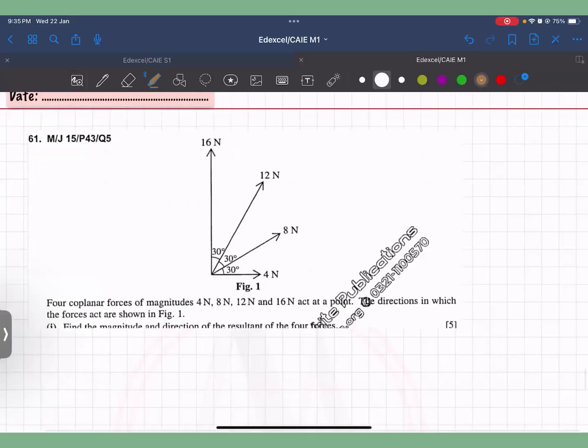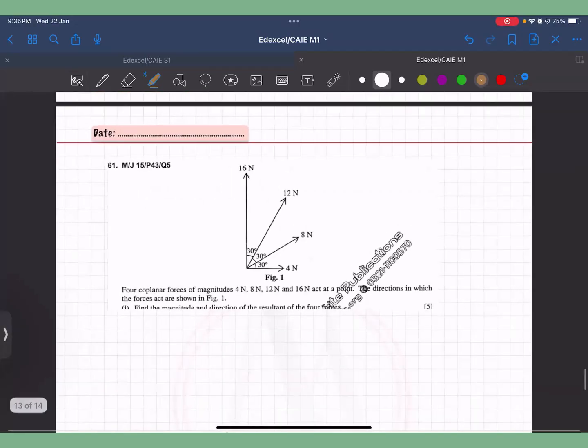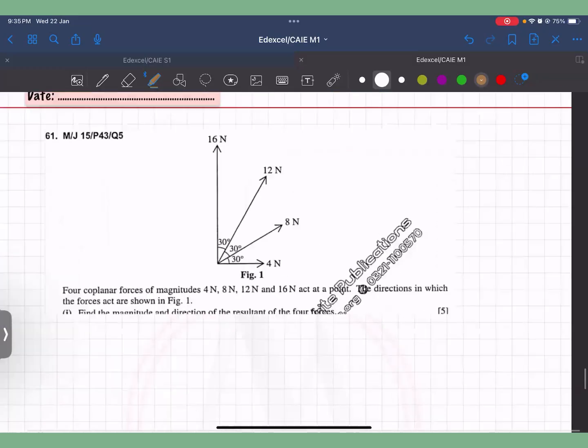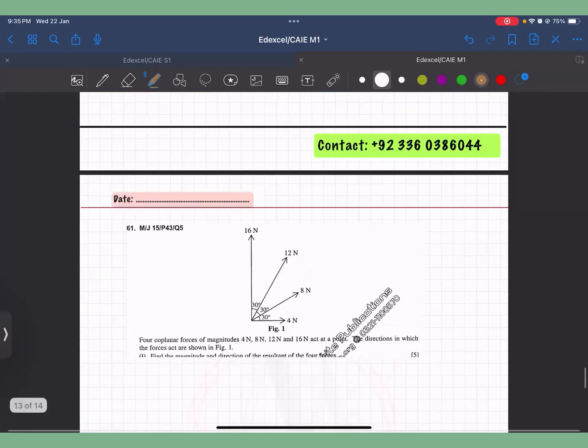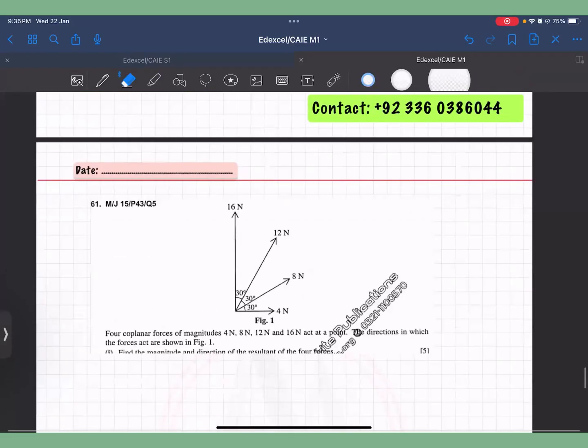This is where they were asking you for the magnitude and direction of the resultant force of the 4 forces. There are these 4 forces and we want the magnitude and direction of the resultant force. At the end of the class, people will do this question. This is an easy one. If you don't make silly mistakes in the angles, you would be able to do it easily. So let's keep it for you people at the end of the class.